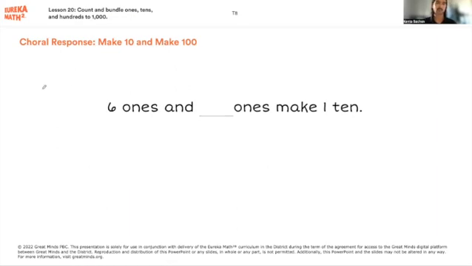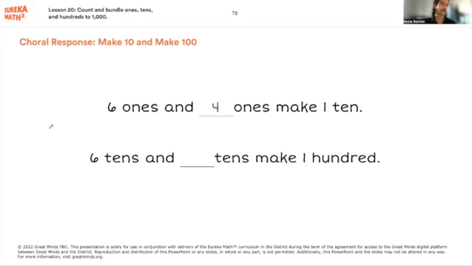Now this time I'm starting with 6 ones. 1, 2, 3, 4, 5, 6 ones. How many more ones do I need, Salvador? Yeah, I need 4 more ones. How about if I have 6 tens? How many more tens do I need, Valerie? 6 tens and 4 tens. Very good. Make 100.